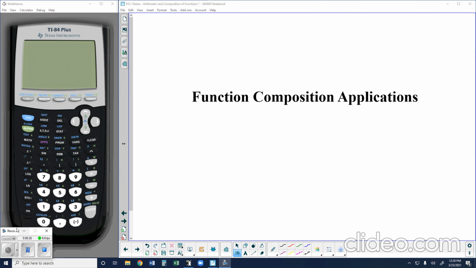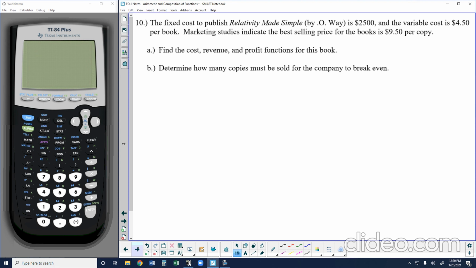Now our next topic deals with the applications of function composition. So essentially your word problems. Let's go ahead and just jump right into some examples. In problem number 10, it says the fixed cost to publish Relativity Made Simple by Way is $2,500, and the variable cost is $4.50 per book. Marketing studies indicate the best-selling price for the book is $9.50 per copy. In A, it says find the cost, revenue, and profit functions for this book.